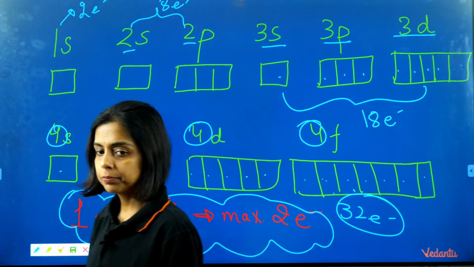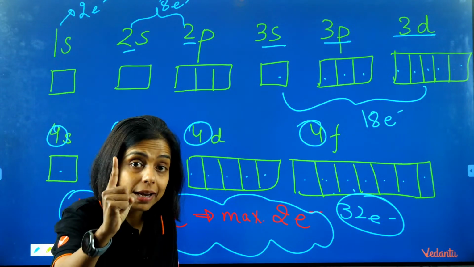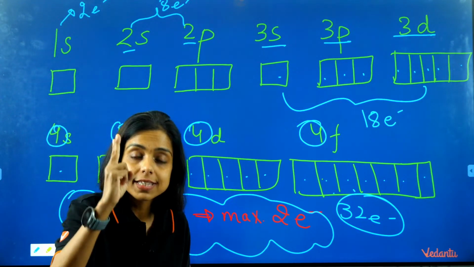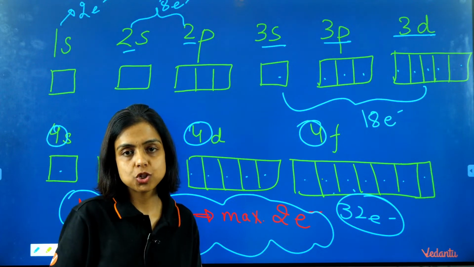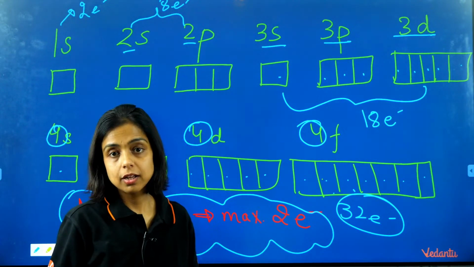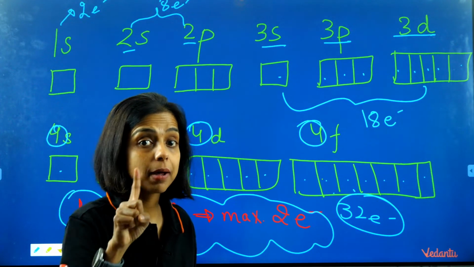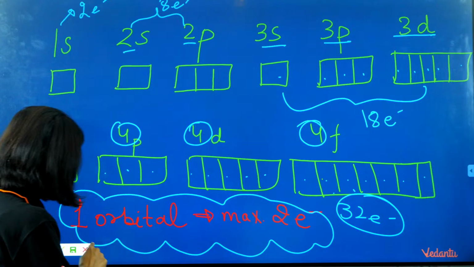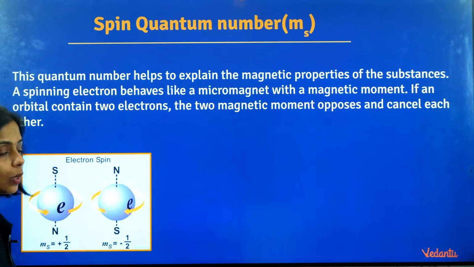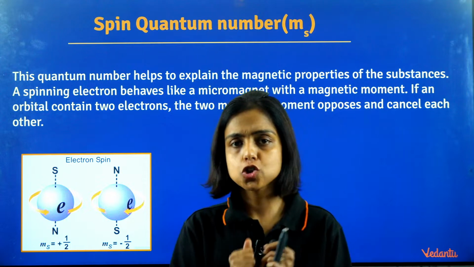Got it? So these are quantum numbers. The first quantum number n tells you about the shell. The second quantum number tells you about the subshell. The third quantum number tells you about the orbital of that subshell. Now, these three quantum numbers were derived from Schrödinger's equation. And the fourth quantum number, the spin quantum number, is used for the identification of an electron.